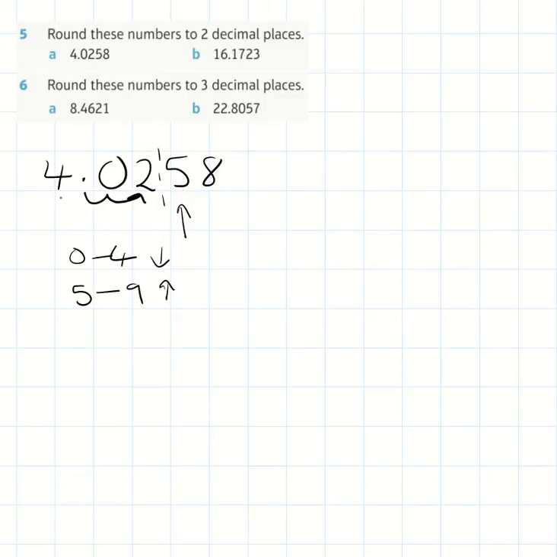So instead of writing down 4.02, I'm going to add 1 onto the 2 to make it 4.03. Okay, let's have a look at another example of that just to make sure we're happy.